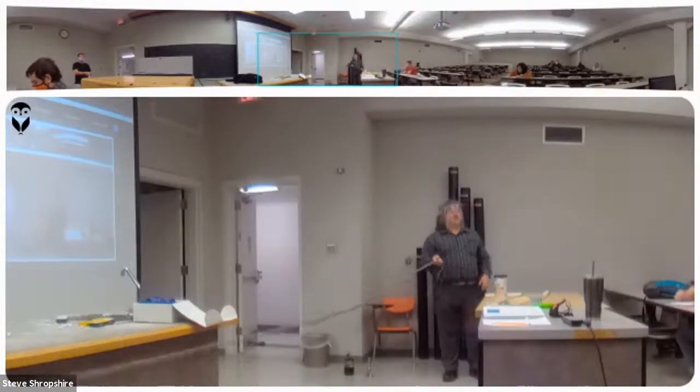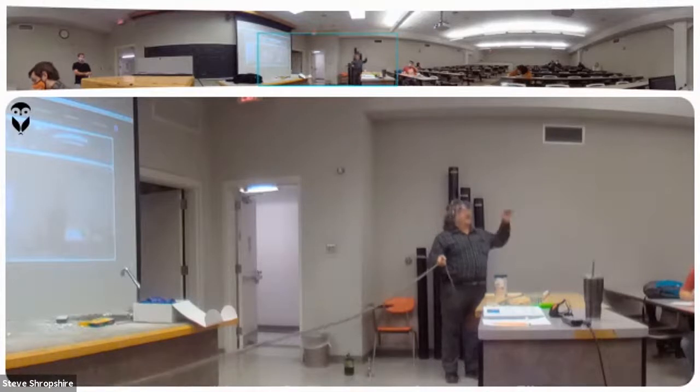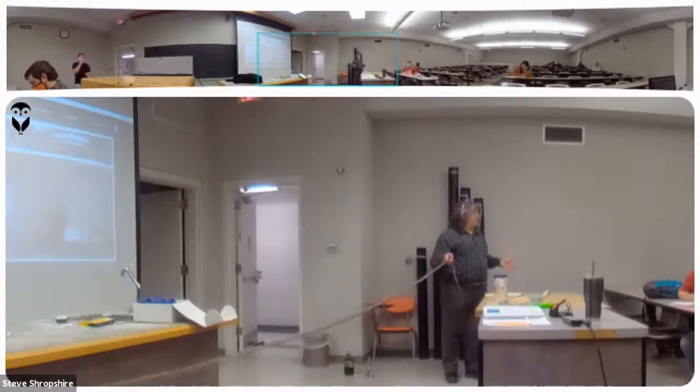So we get this superposition. The displacements that each wave would create add together. But something else to note is that the waves, the disturbance, don't interact with each other. They just pass right through each other.